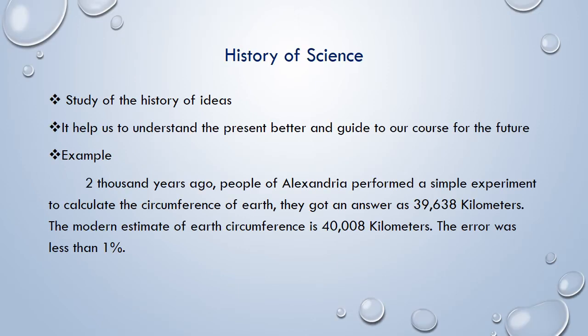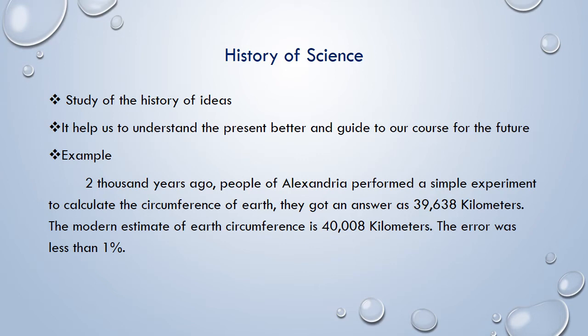First topic is history of science. There is a definition for this: the history of science is a study of the history of ideas. Once again, the history of science is the study of the history of ideas. It helps us to understand the present better and to guide our course to the future. We know that science has always been progressing, right? Let us go through the historical content of science with the different contributors from different parts of the earth.